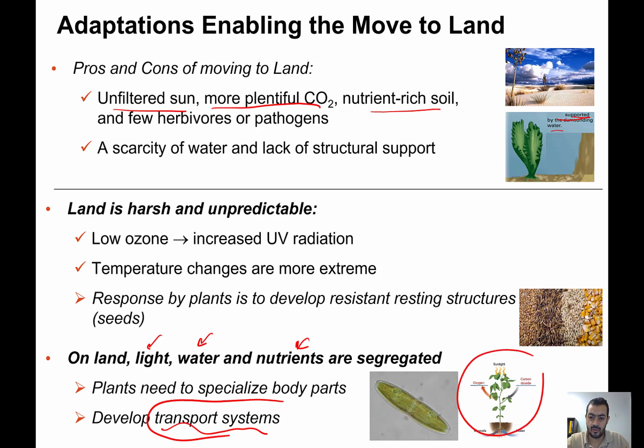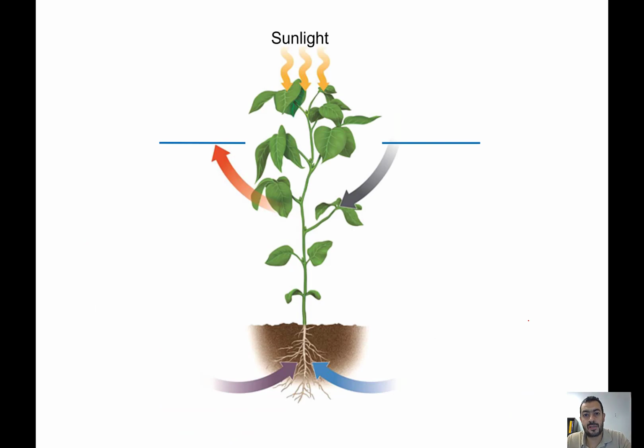If we zoom on to this figure, we will see that the requirements of the plant for growth include sunlight and exchange of gases. They need to absorb carbon dioxide and release oxygen, and they also need to absorb water and minerals. So as we said, these resources are segregated, and that led to plants needing to develop different specialized organs and a transport system.